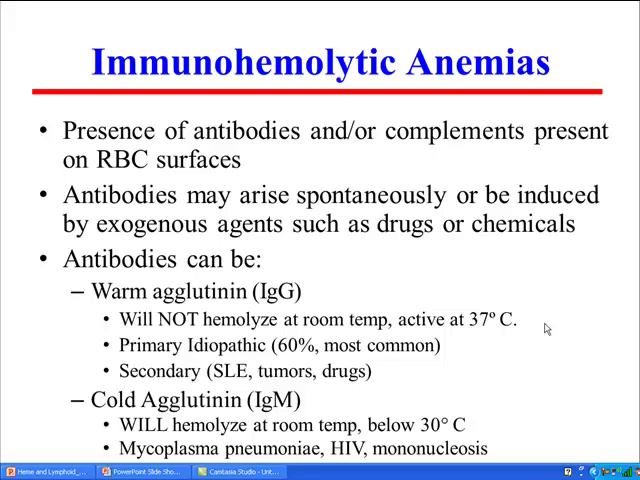So for cold agglutinin, which is caused by the IgM antibodies, the red blood cells will hemolyze at room temperature, which is below 30 degrees Celsius. And it's usually triggered by recovery from pneumonia by Mycoplasma pneumoniae, or HIV, or mononucleosis.